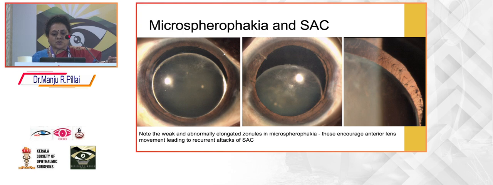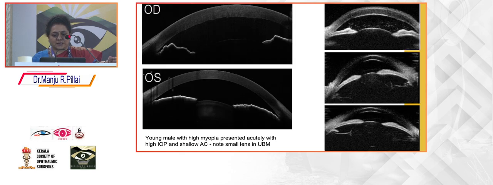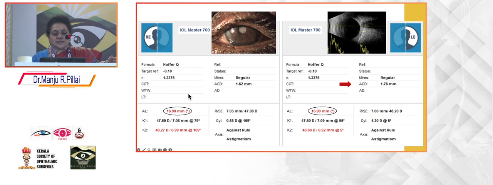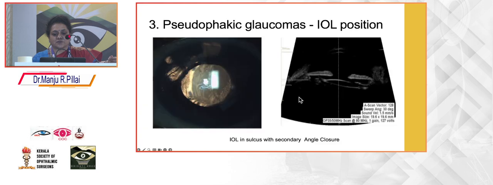Microspherophakia and secondary angle closure: you should note that there are weak and abnormally elongated zonules in microspherophakia. These enable anterior lens movement, leading to recurrent attacks of secondary angle closure, and we have to remove this cataract. A young male with high myopia presented acutely with high IOP and shallow AC, you note that there is a small lens in the UBM. There is another entity that we come across, that is nanophthalmos. Post cataract surgery in both eyes, AC even looks shallow even after a cataract surgery, and you can see an iris chafing because of the difficulty that we had in placing the lens. And this is the axial length to show that it was a clear-cut case of nanophthalmos.